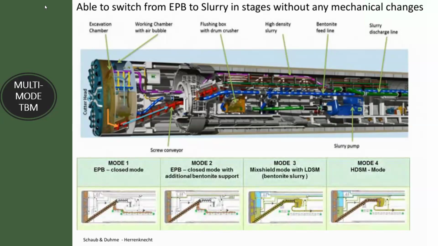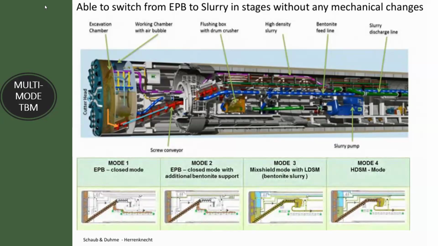Now this is the TBM machine. You can see there are four modes. One is the EPB closed mode. Second mode is EPB closed mode with additional bentonite support. The third mode is mixed shield mode with bentonite slurry. Another is that we are completely going in a hybrid mode. So a single machine, you can see it can go from EPB to slurry without any mechanical changes.